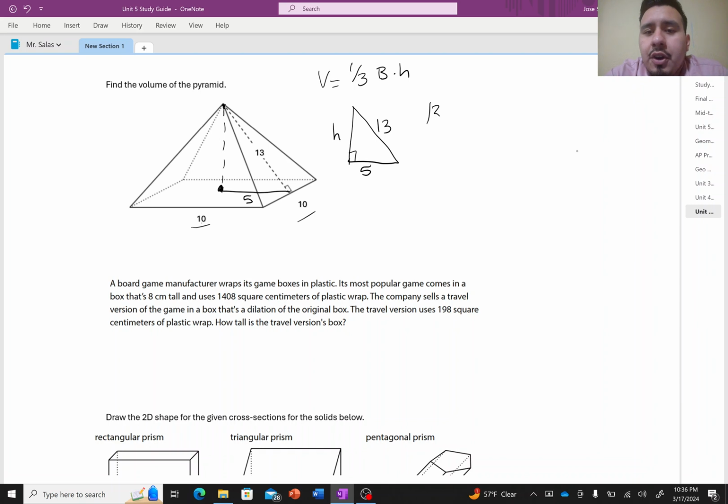So it's going to be 13 squared minus 5 squared is equal to h squared. 169 minus 25 is equal to h squared. 144 is equal to h squared. I want to solve for h. I take the square root on both sides. h is equal to 12. That's my height. The height is 12, okay?